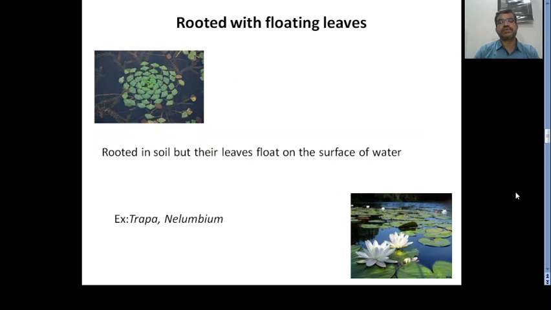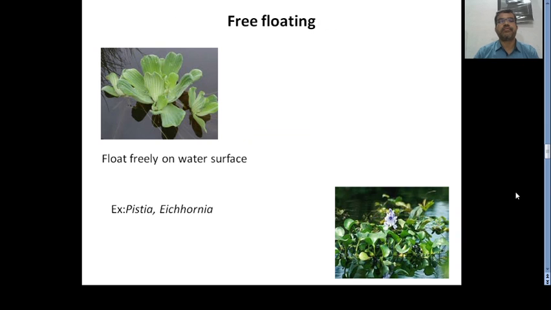Rooted with floating leaves. So these plants are firmly rooted in the soil, but their leaves float on the surface of water. The examples are Trapa and Nelumbium. Free floating. Free floating means they float freely on the surface of water. Their roots are not firmly grounded. Their shoot is also free on the surface of water. The examples are Pistia and Eichhornia.